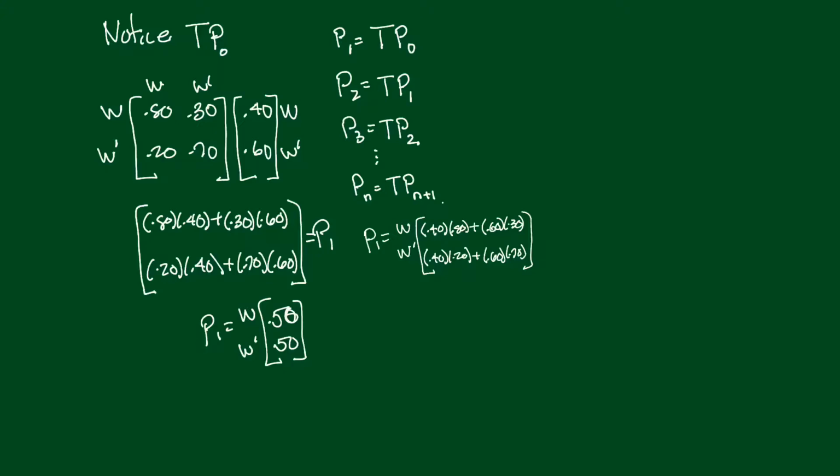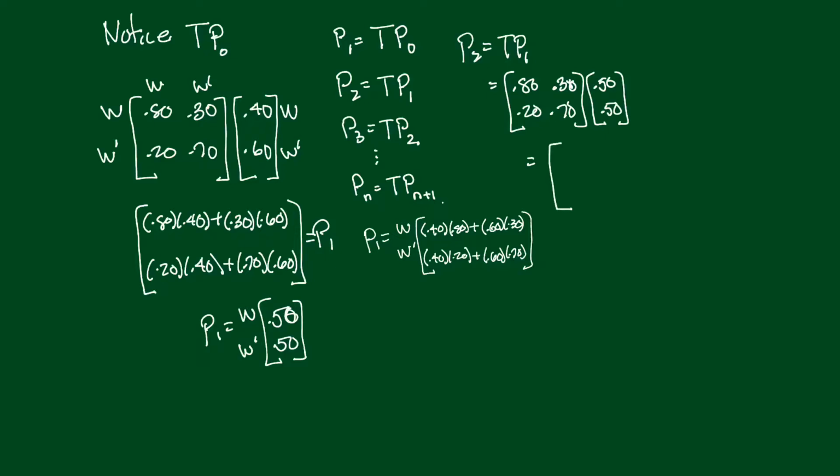All right, let's just try this. Let's get P2. So P2 is going to be T times P1. So this is 0.80, 0.20, 0.30, 0.70 times P1, which is that 50, 50.